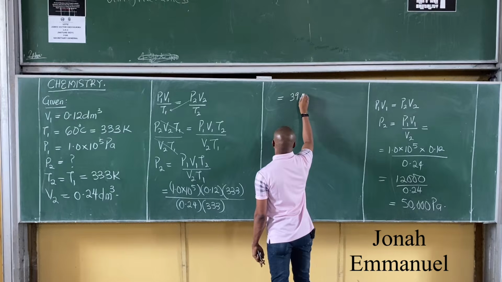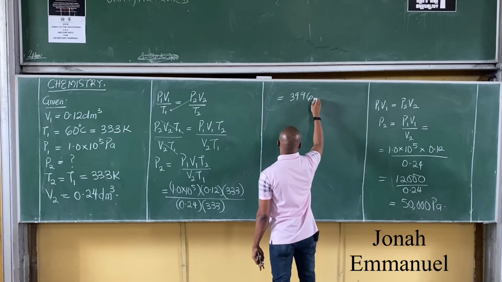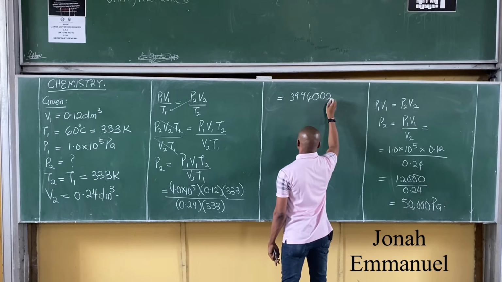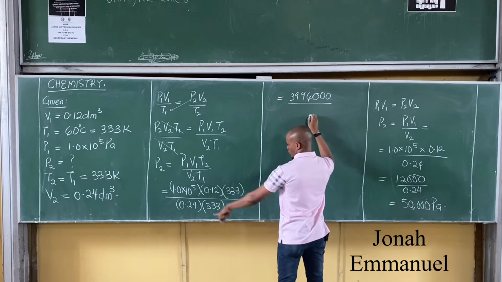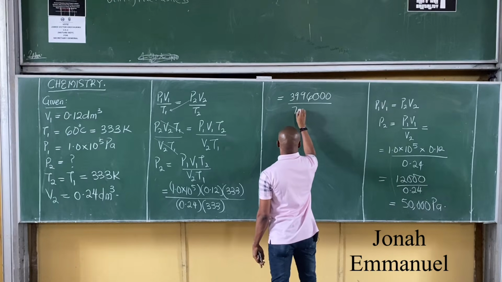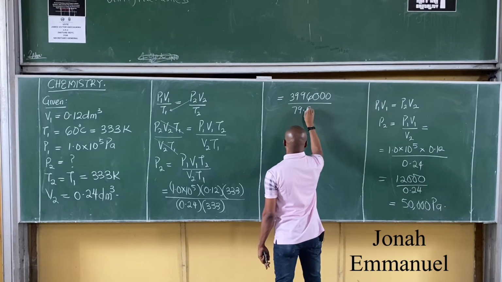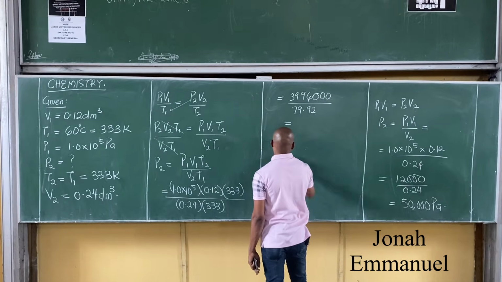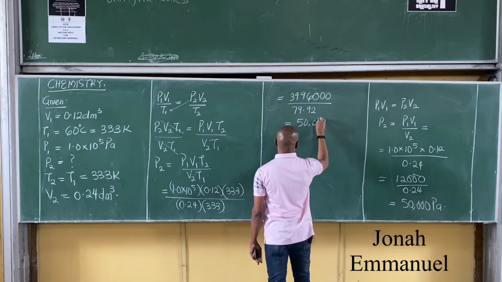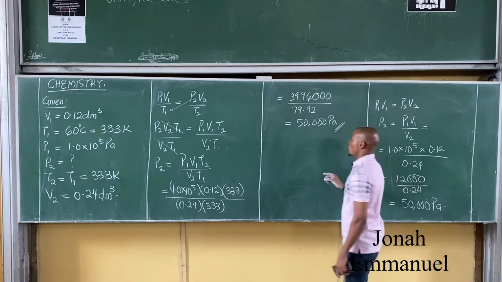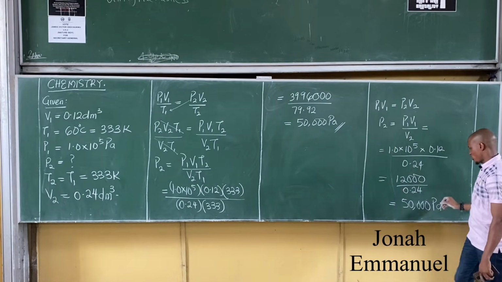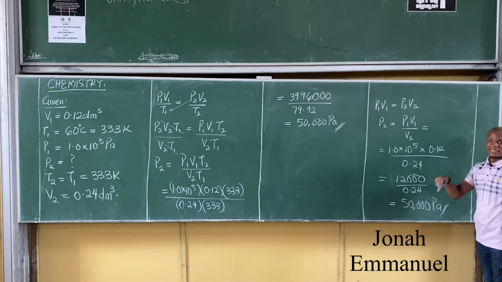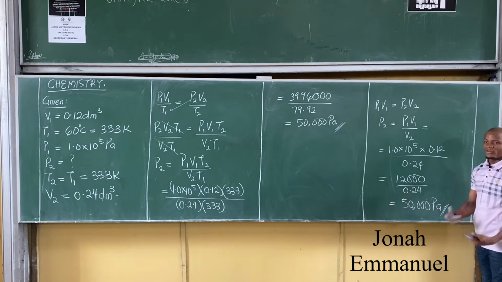3, 9, 6, 0, all over what do you get here? 79.92. This divided, what do you get? 50,000 Pascal. So observe, when I use the general gas equation and when I use Boyle's law, I get the same thing. Why do I have to use Boyle's law here? Because temperature is constant. That's it. These are very related. Go and learn this thing.